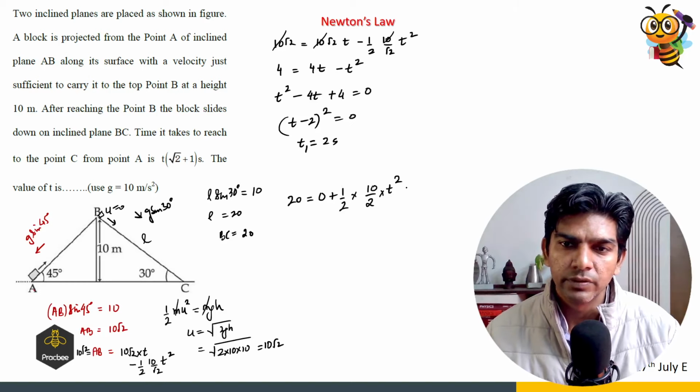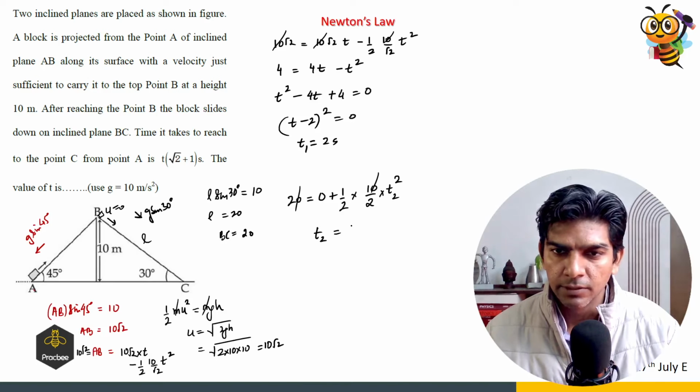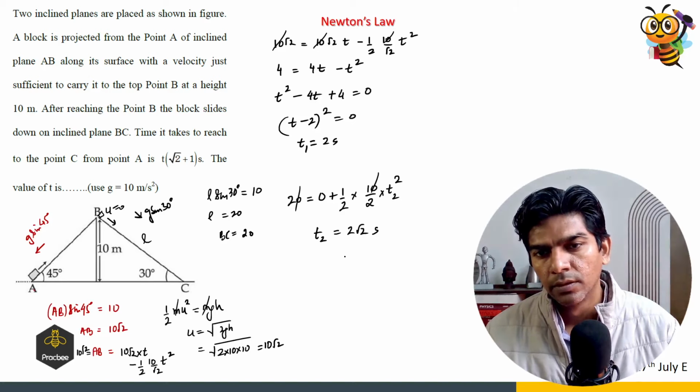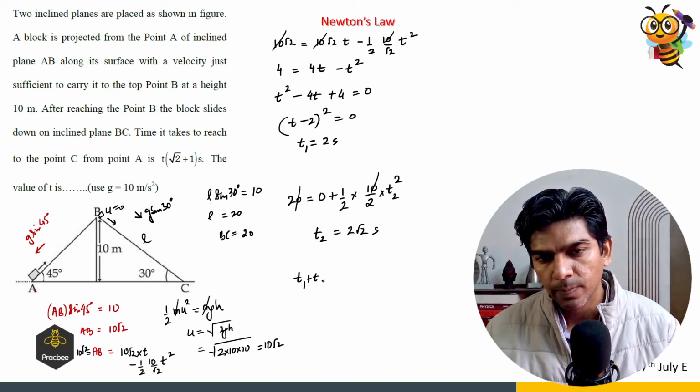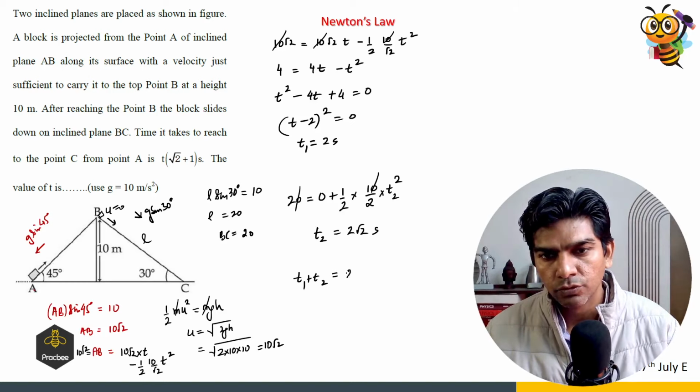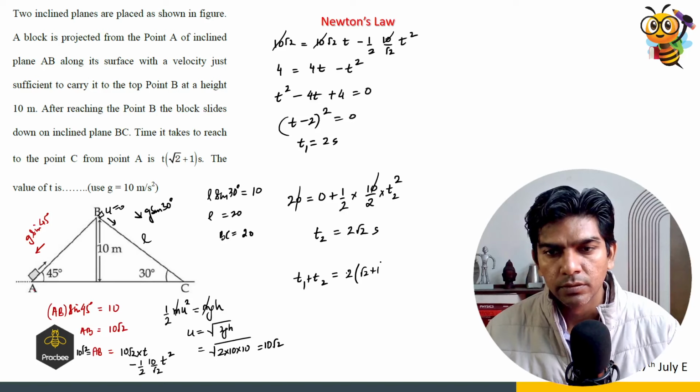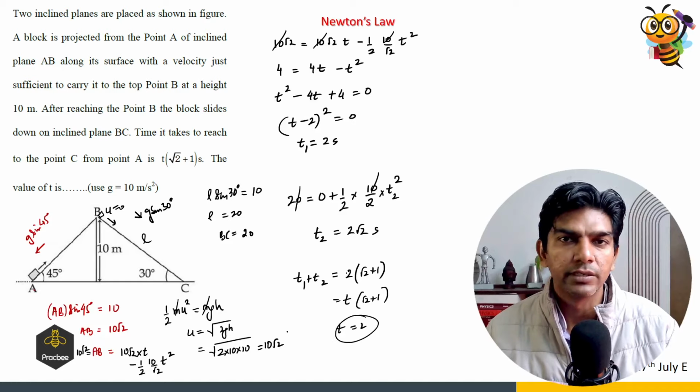Let me call this T1, this will be T2. So this 0 will get cancelled out, and we get T2 as 2 root 2 seconds. So we got T1 and T2. We have to find T1 plus T2. So 2 will be common, root 2 plus 1. If we compare, this is given as T times root 2 plus 1. So T is 2. So 2 is the answer.